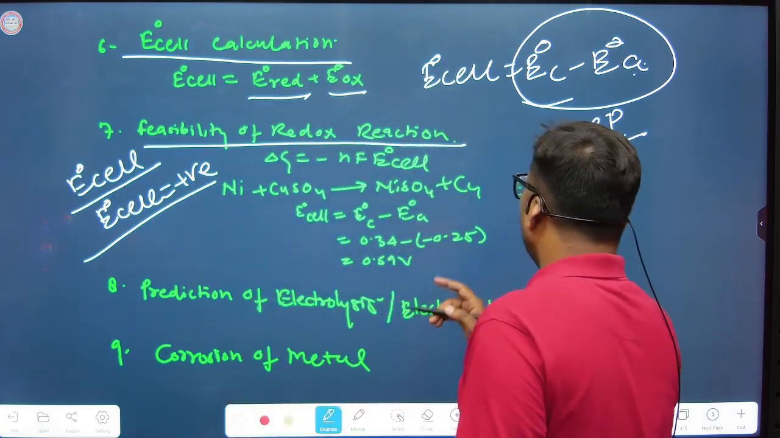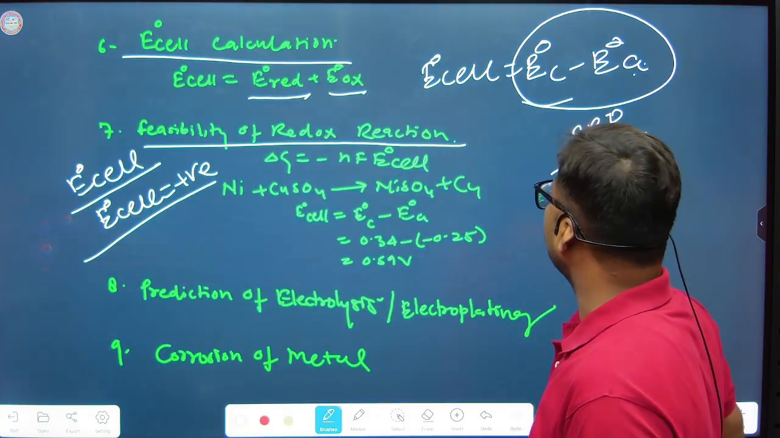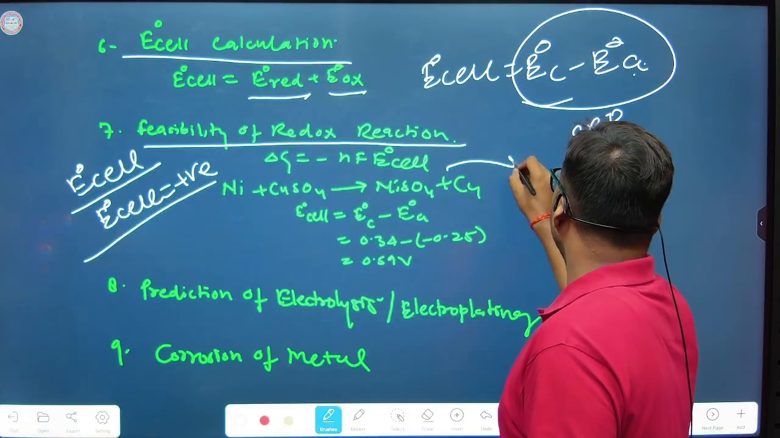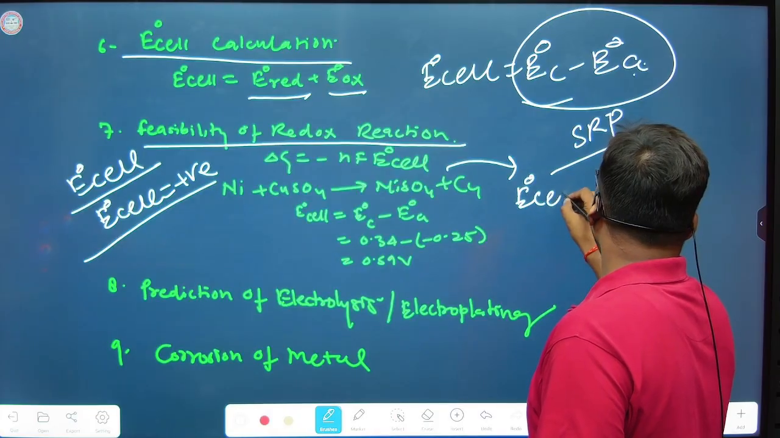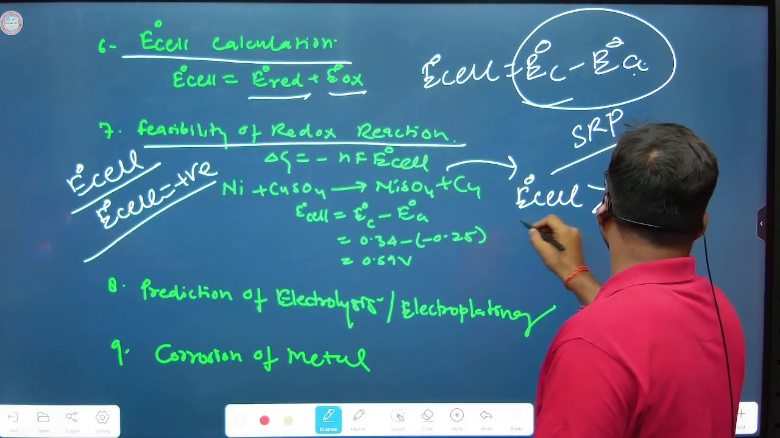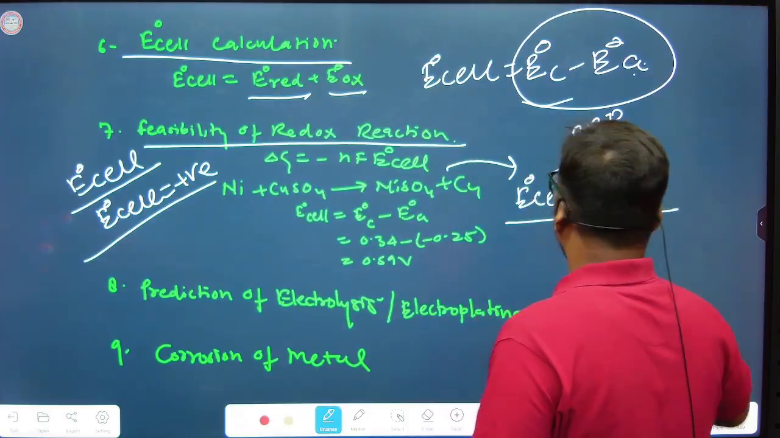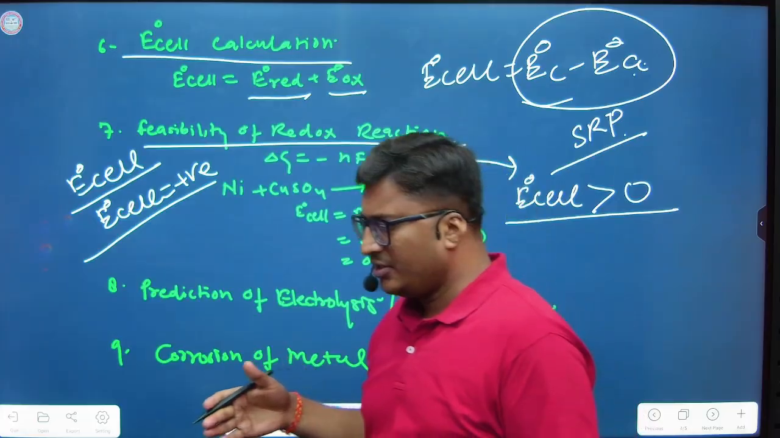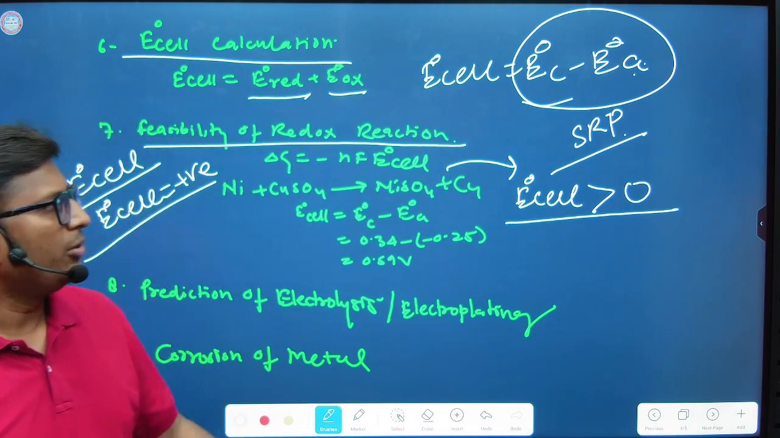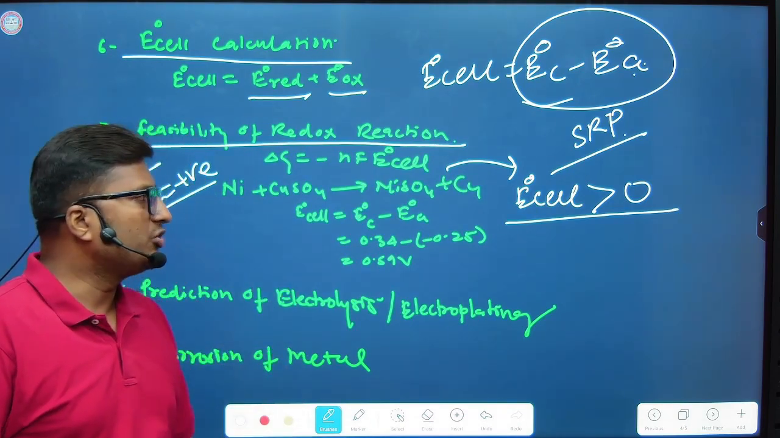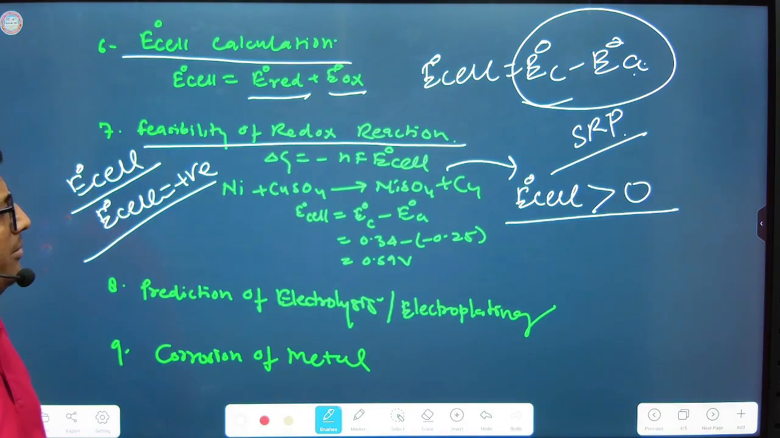In fact, you know that delta G equals minus nF E naught cell. So this equation clearly demonstrates that E naught cell should be positive, right? Then only can we get delta G negative. And delta G negative indicates the cell reaction is thermodynamically favorable. It means there is a probability that the reaction will proceed in the forward direction, so there may be formation of the product. That favors the formation of product.